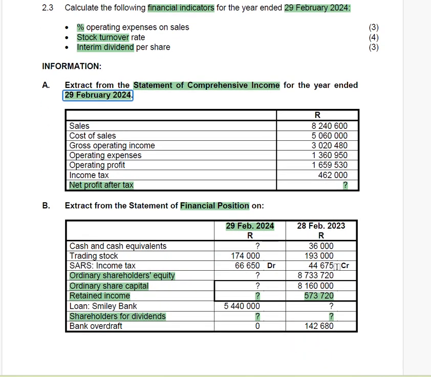If we go down in extract B, it's the statement of financial position for 2 years. So for last year, which is 28 February 2023, and the current year, which is 29 February 2024. So what information are we provided? It's cash and cash equivalents. We are provided an opening balance, as well as a question mark for the closing balance. And it does make sense, because when we're doing the cash flow statement, we'll then be able to arrive at the cash and cash equivalent figure.